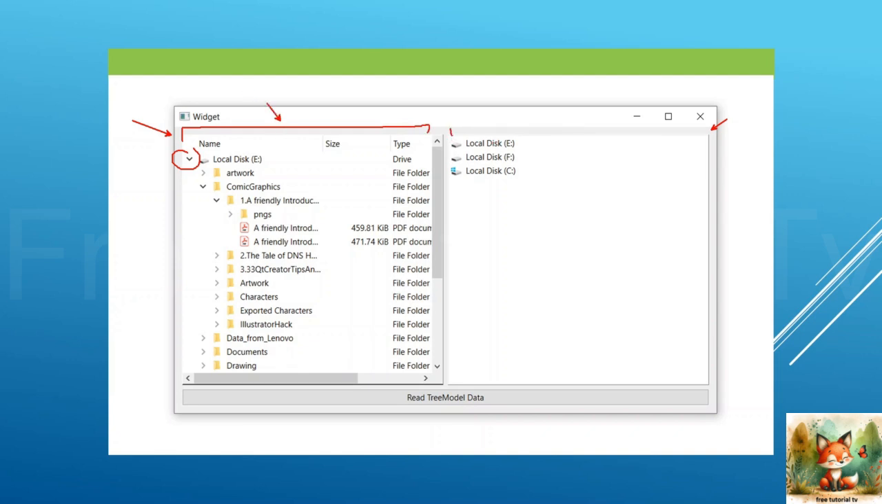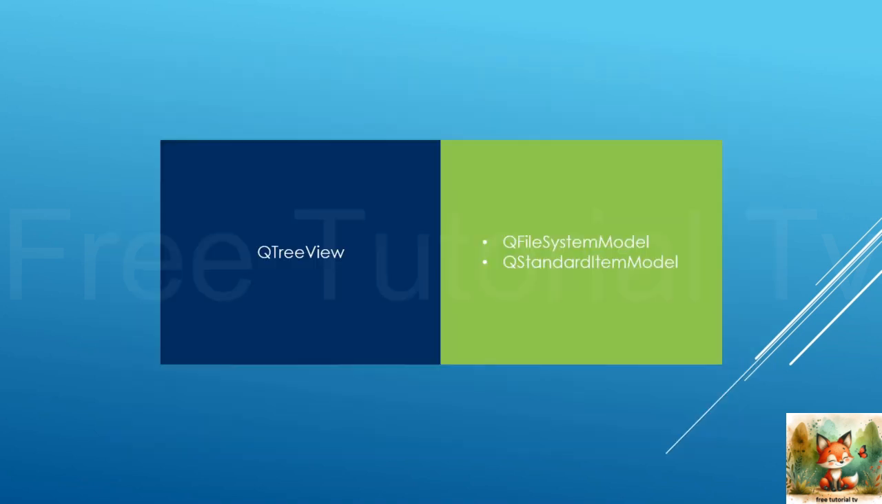But if we take the same tree model and feed that to a list view, the view is going to try and do the best it can, and it is going to display a list of data. In this case, it is just listing my drives, and this is a bit interesting to see. You will see how we do this when we hit this in Qt Creator.